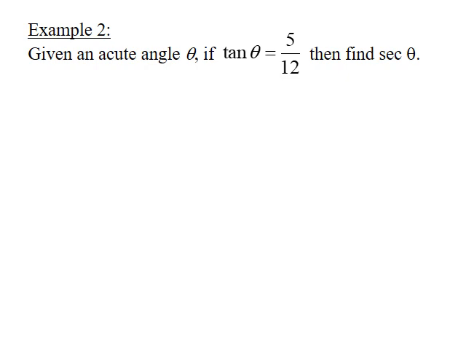Here is another example. It says, given an acute angle theta, if tangent of theta is 5/12, find secant of theta. Now there are a couple ways in which we can solve this, but what I'm going to do is use one of the Pythagorean identities in order to solve this. Remember from a previous lesson, one of the Pythagorean identities that we came across was tangent squared of theta plus 1 is equal to secant squared of theta.